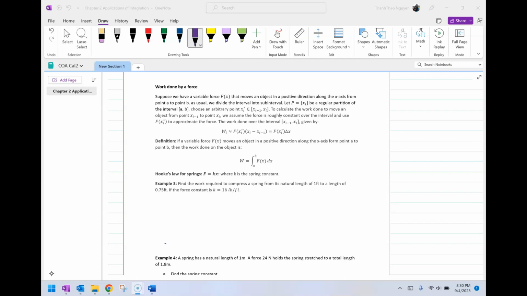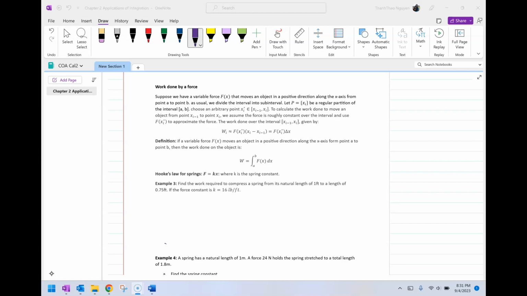Now, the most common thing that we see when we talk about work done on an object is to compress or stretch a spring. So let's talk about Hooke's law for springs. Hooke's law: F equals k times x, where k is the spring constant. So keep that in mind. Let's take a look at the next example.